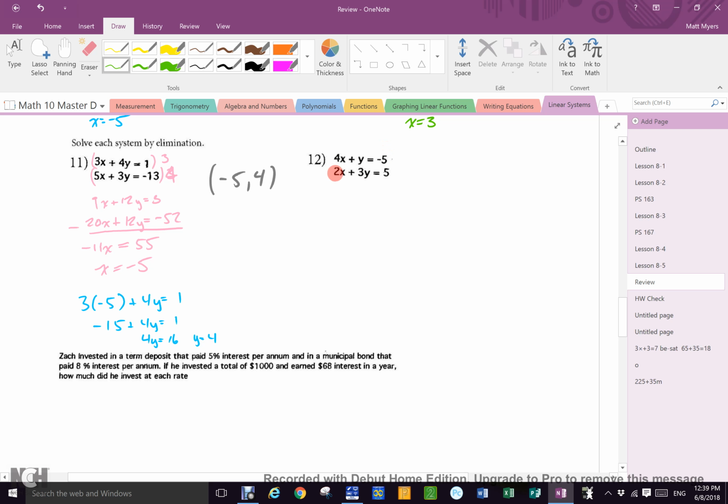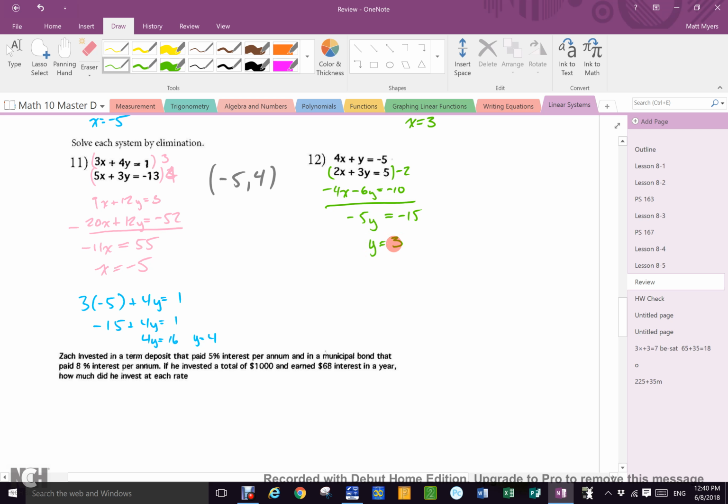No, I only got to multiply this bottom one, right? By what? I'm going to use negative because I want to add them this time because I did subtraction already. So that's going to get me -4x minus 6y equals -10, correct? Then I add them. 4 plus -4 is 0. Y plus -6y is -5y. -5 plus -10 is -15.